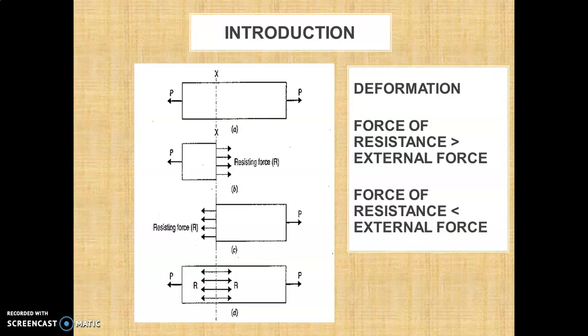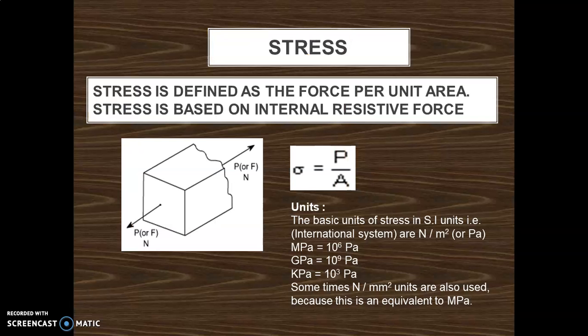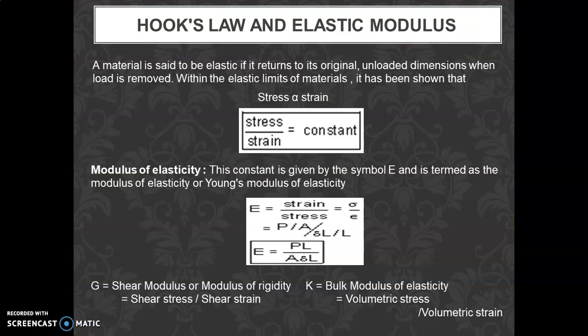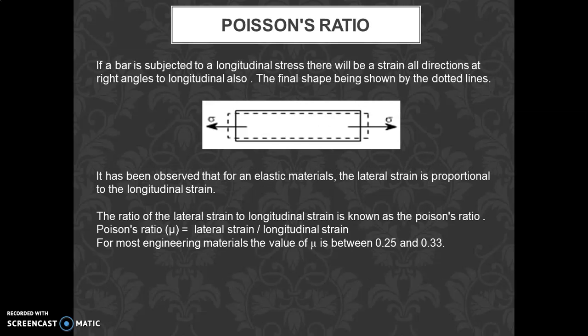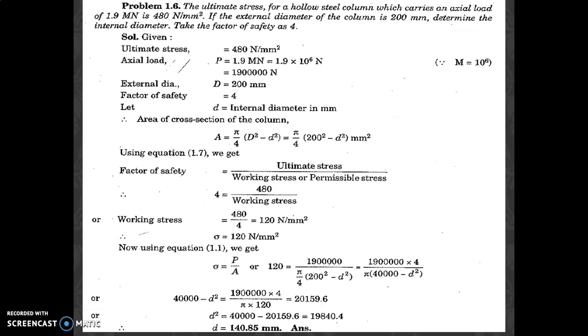So earlier we became familiar with deformation, internal resistive forces, external forces, stress, strain, shear stresses, shear strains, Hooke's law, elastic constants, Poisson's ratio, and some of the numericals also we have seen. We were discussing this last numerical, and while discussing it we saw the concept of factor of safety. So once more we will clear the concept of this factor of safety.